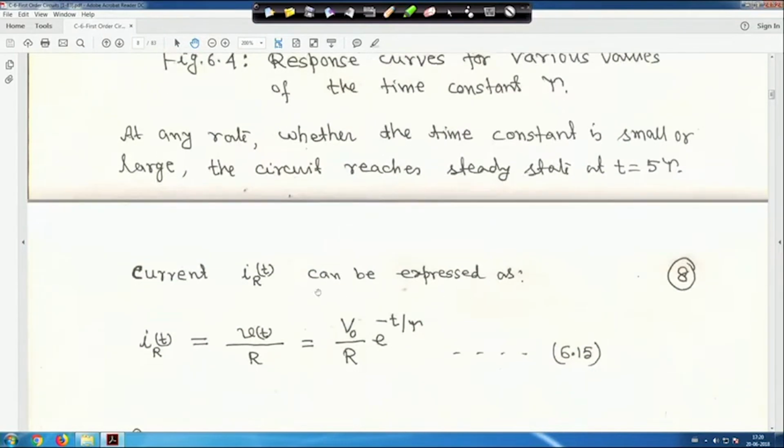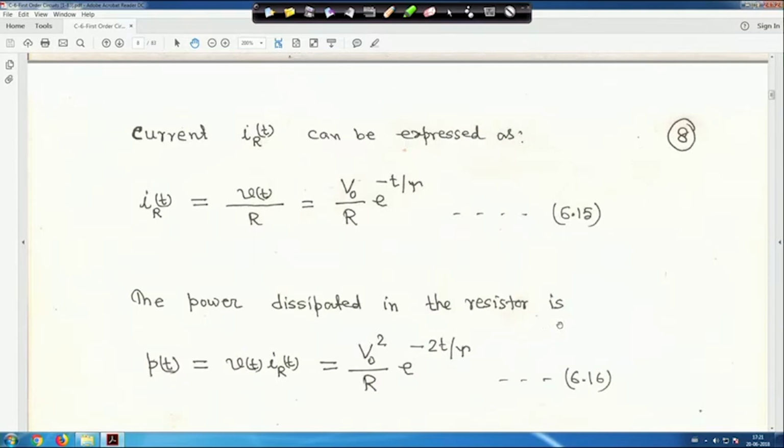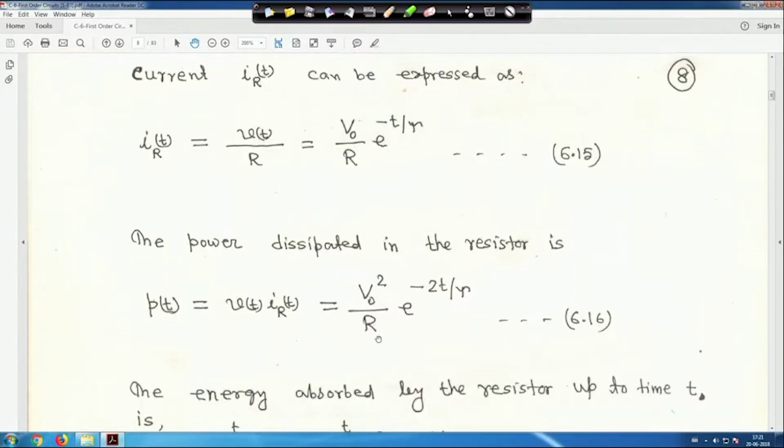Therefore, current I at t can be expressed as I at t is equal to V t upon R. We have seen the same thing in the circuit. So, it will be V 0 upon R e to the power minus t by tau. This is the current I R, right. The power dissipated in the resistor is P t is equal to V t into I R. So, if you put V t is equal to V 0 e to the power minus t upon tau and I R is equal to this expression, equation 15, and multiply, you will get V 0 square upon R e to the power minus 2 t upon tau. This is equation 16, right.